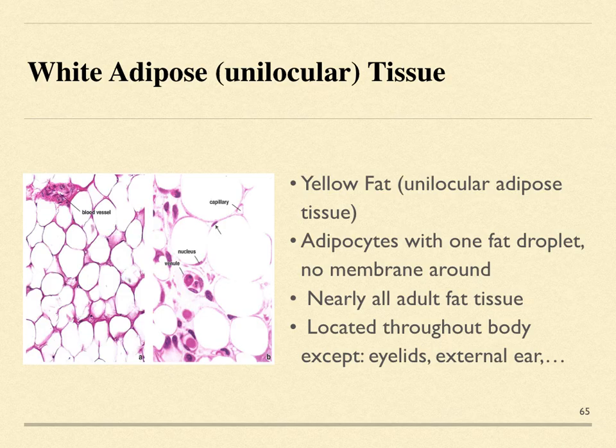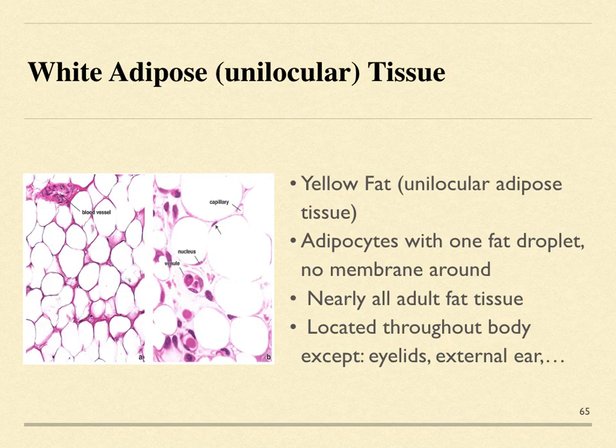What is the white adipose tissue or unilocular tissue? The color of this type of adipose tissue is yellow. White adipose tissue is composed of the adipocytes. When I say adipocytes, it means fat cells. Inside each fat cell in the white adipose tissue, we have got only one fat droplet. A droplet which is filled with the fatty acids and the lipids, and there is no membrane around that droplet.